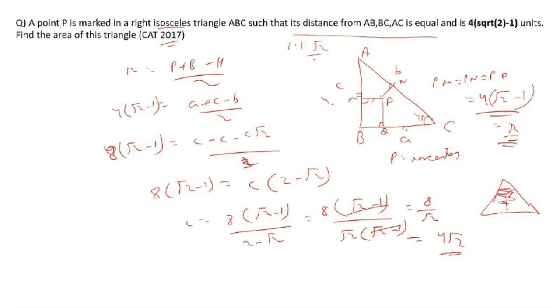Now this side is 4 root 2. This is an isosceles triangle. This will also be 4 root 2. So the area is half into 4 root 2 square, half into 32, which is 16 square units. This is the area. Done.